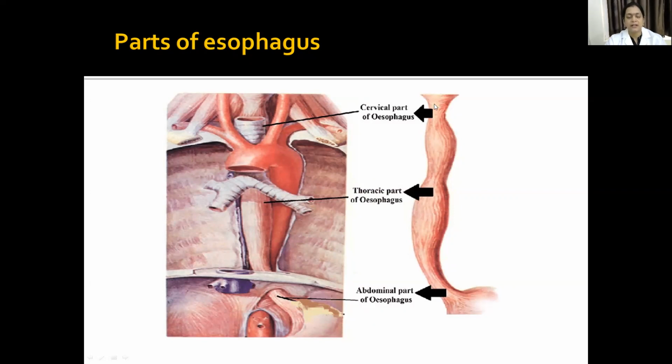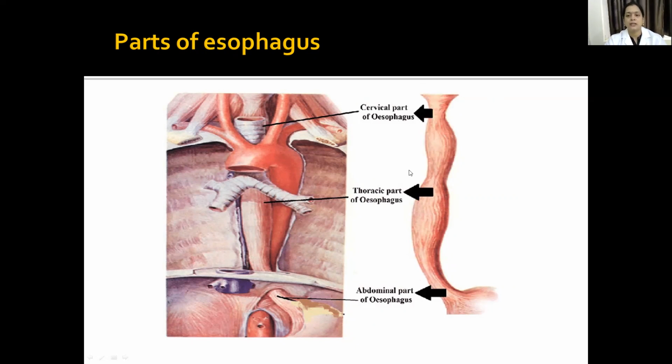So there are three parts: cervical, thoracic, and abdominal. This cervical part is usually related to the cricopharyngeus muscle. On the next slide, I'll be teaching about the constriction.